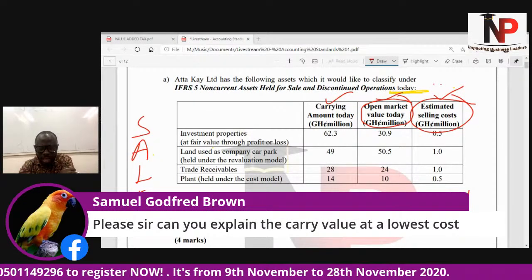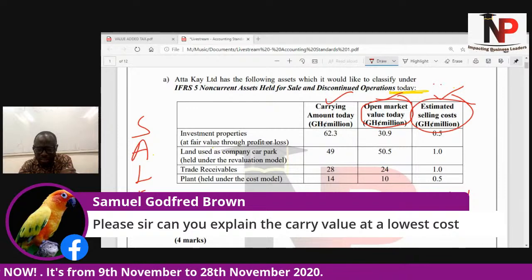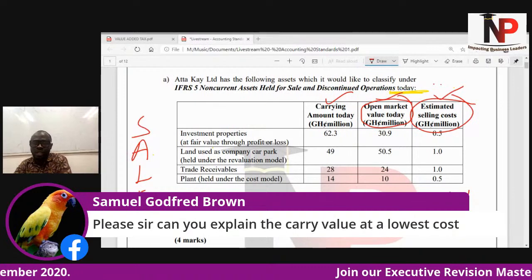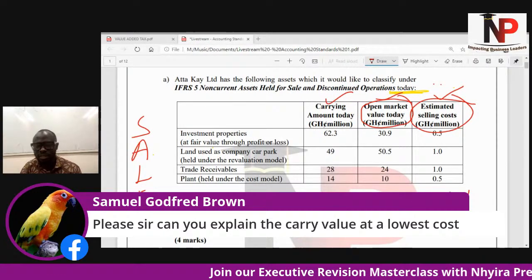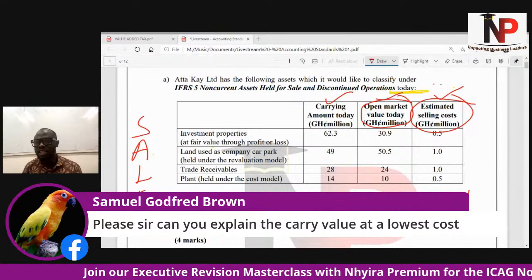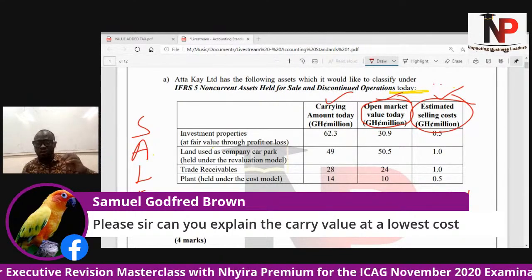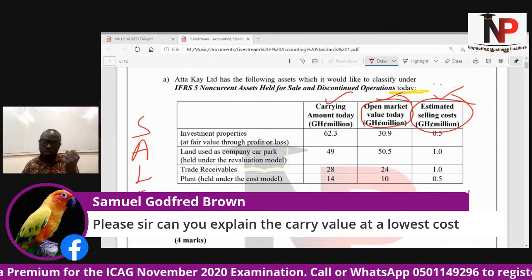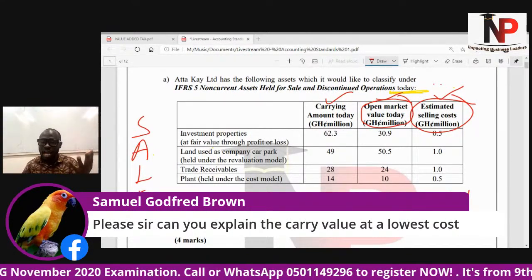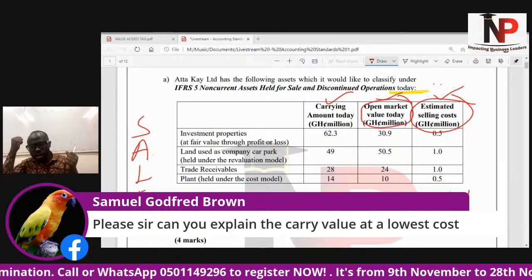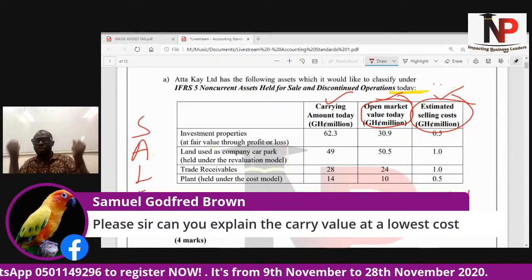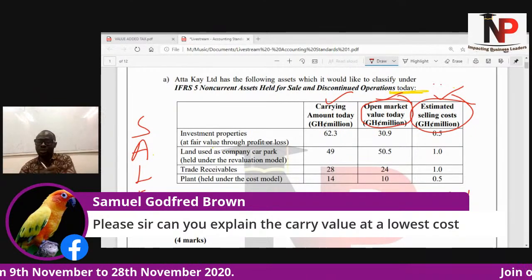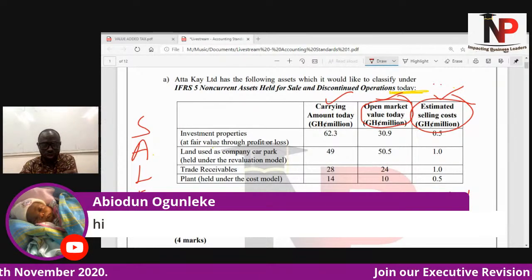Someone said, please, sir, can you explain the carrying at lowest cost? Okay, so what we said is that on subsequent measurements, the non-current asset held for sale should be carried at lower of cost or net realizable value. It means that you're going to compare the cost or the carrying amount of the asset with the net realizable value of the asset. The one that is lower will be the amount at which we're going to be carrying it. Stay with me as we solve the question, and this will be clear to you in a moment.